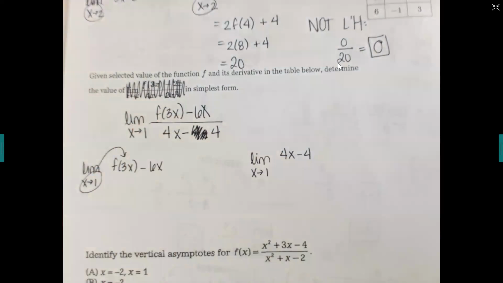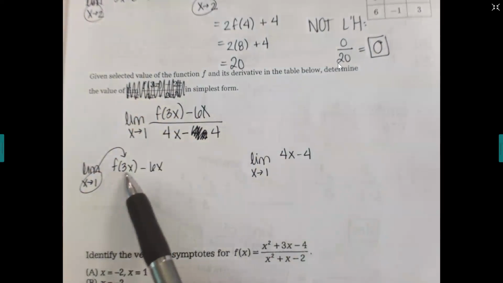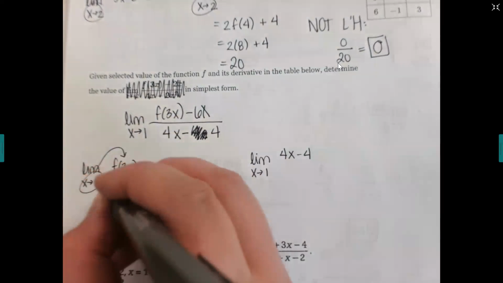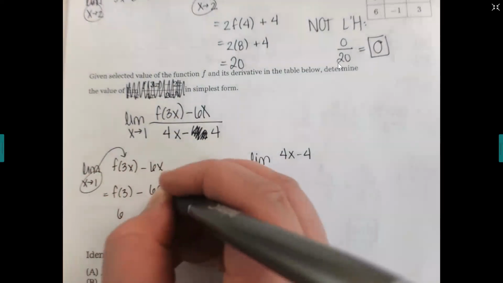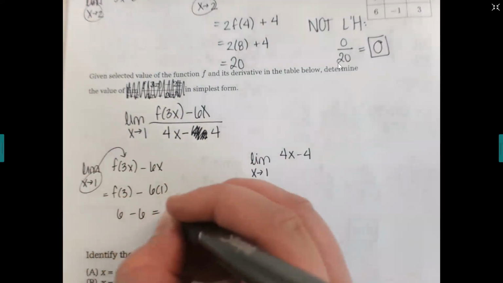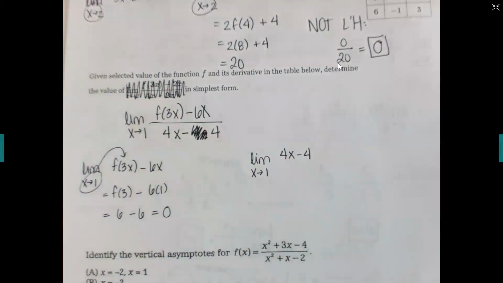Okay. From there, plug into the first one. What am I going to find from my chart if I plug in a 1? F of 3. What's f of 3? 6 minus 6 times 1 is a minus 6, which means I get 0. So the top came out to 0. Now we have to check the bottom.